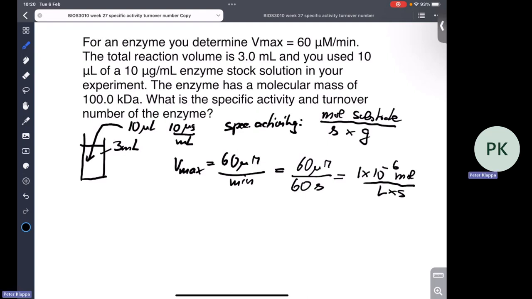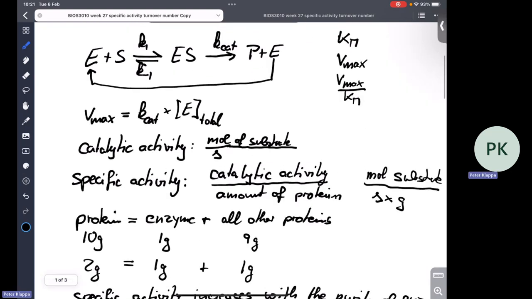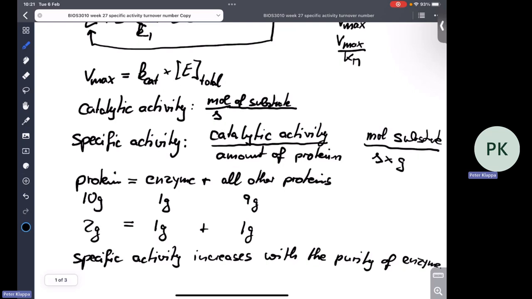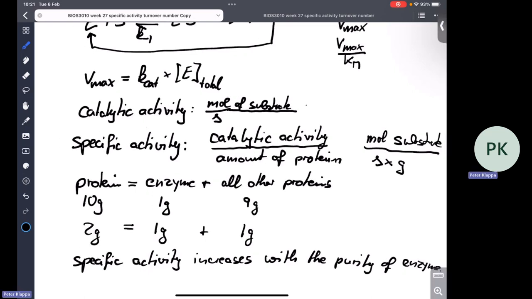Okay, but think about it, we are not really interested in this conversion. We are more interested in the moles. And I actually forgot to mention something earlier. If we go back here, the catalytic activity, mole of substrate divided by s, this is such an important concept that it even has its own unit. The unit for this catalytic activity is actually called catal. So one catal is conversion of one mole of substrate per second.